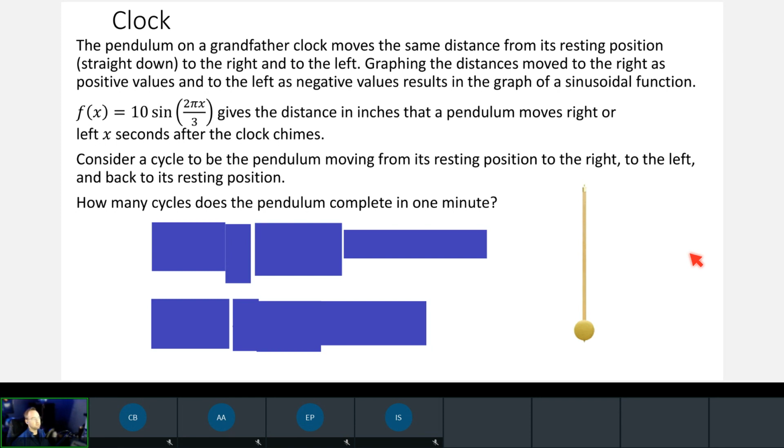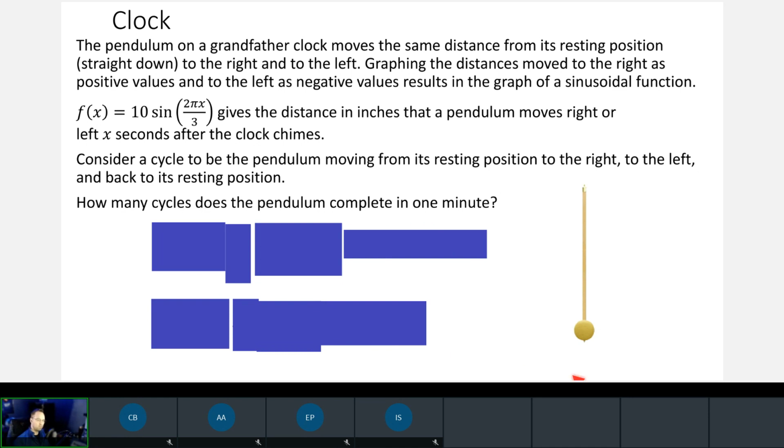So we got some explanations in chat. 60 over 3 is 20, so 20 cycles in a minute. Caitlin says 20, Chloe says 20, Jacob says 20. Well, let's take a look.